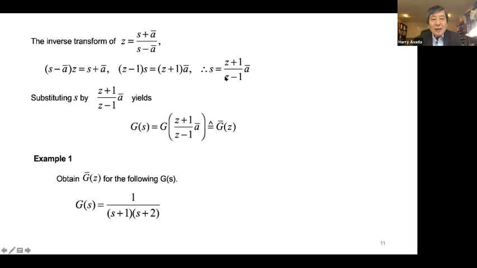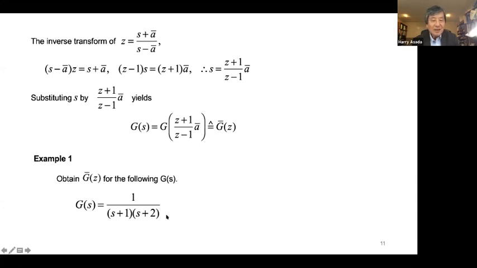Okay, now S equals this expression, Z plus 1 over Z minus 1 times A bar. So let's replace S by this function. And this is now a function of Z, right? And then we write it as G bar Z. Now let's take a quick exercise example. Obtain G bar Z for the following G S: 1 over S plus 1, S plus 2.